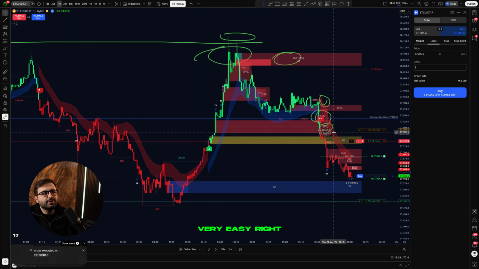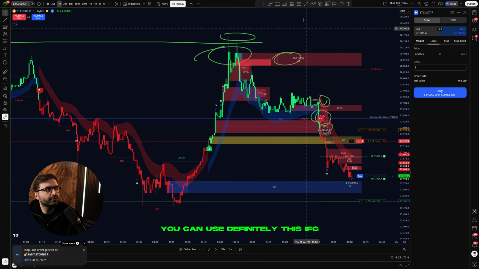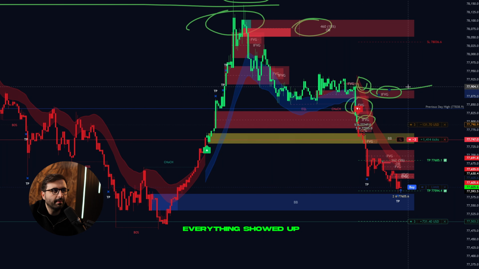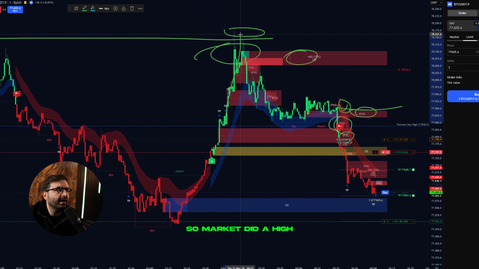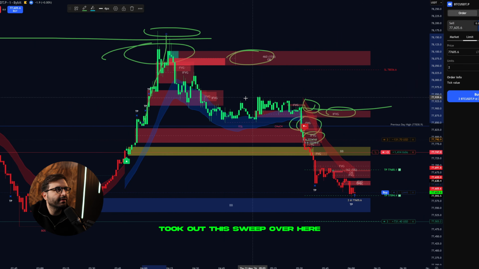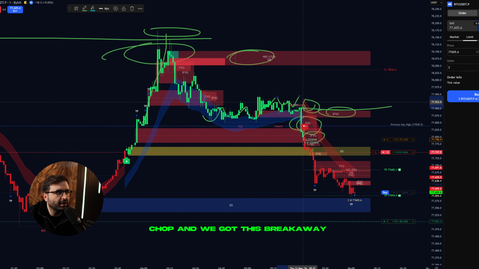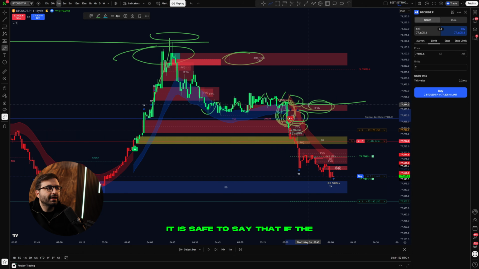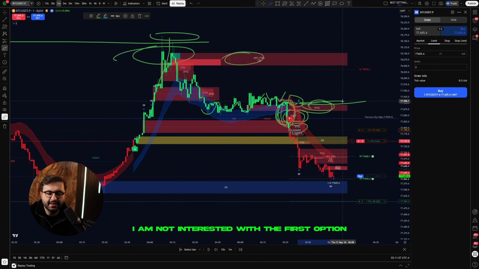Very easy, right? So the original stop loss, you can use definitely this IFG here, because this is the IFG where everything showed up. How I understand? Quite easy, right? So the market did a high, took out this sweep over here, and it chopped and chopped, and we got this breakaway. You see, it's a breakout, right? And this breakout creates 2 things, the IFG and FVG. So it is safe to say that if the market comes back here, I am not interested in it.